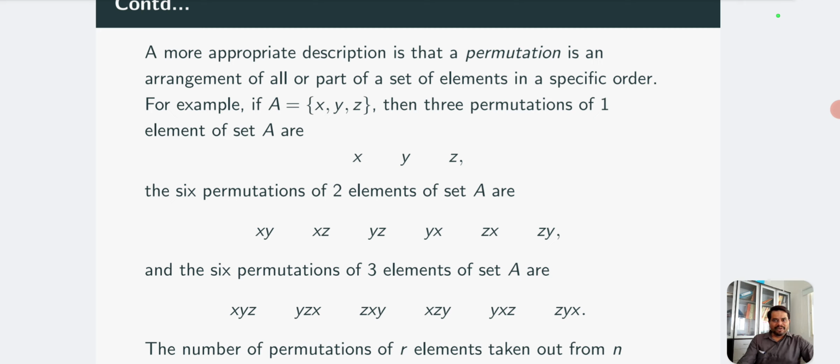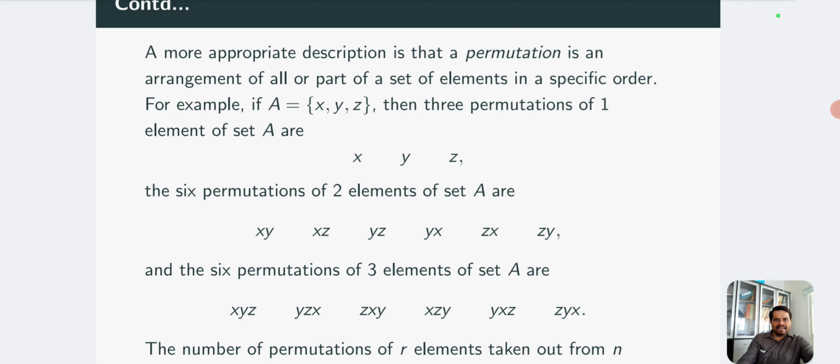For example, if you take the set A equal to the 3 elements x, y, z, and you have to take out the permutations of these elements of set A, then a permutation of one element means just you have to order one element of these 3 elements x, y, z. If you take 2 elements of set A, then there are 6 permutations. The first is xy, then xz, yz, yx, zx and zy.